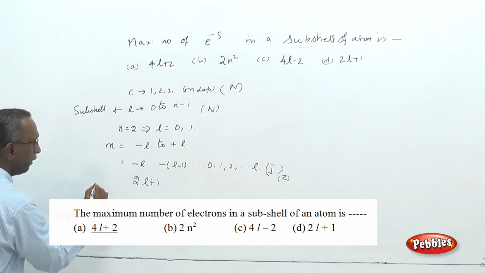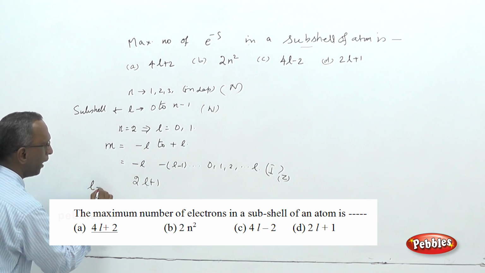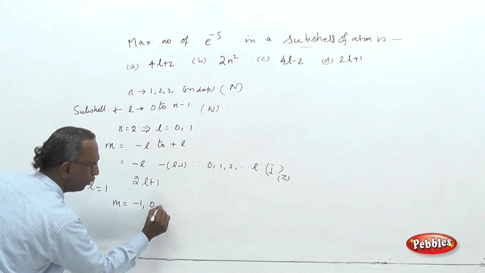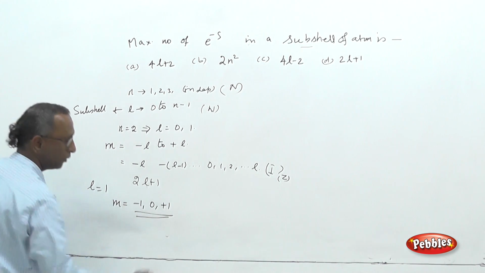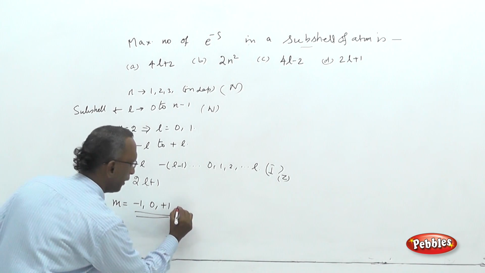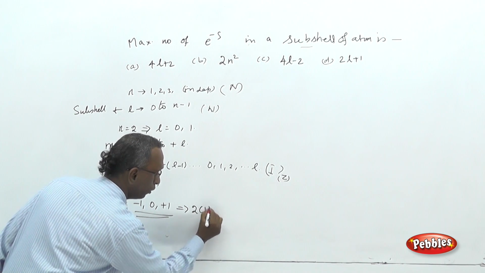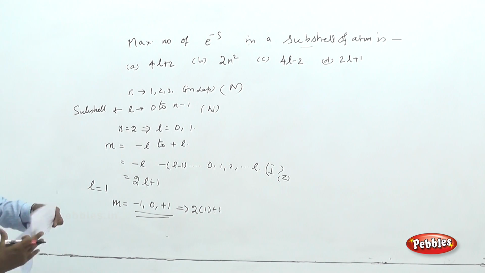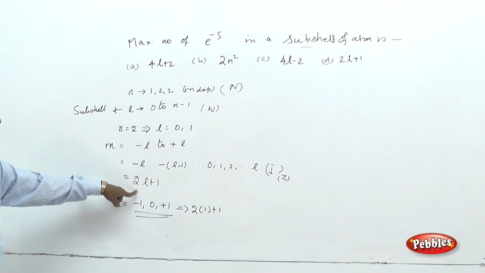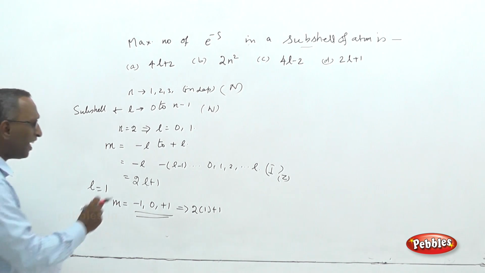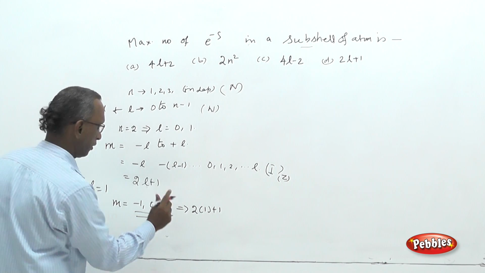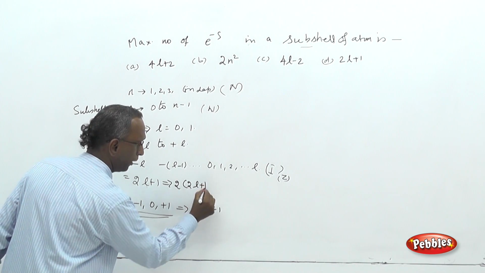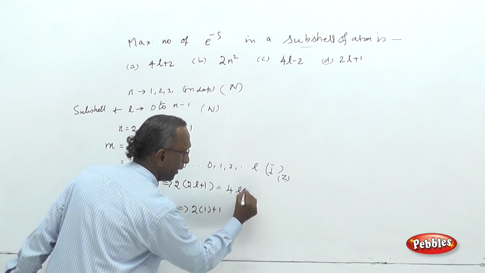So the total number of values will be 2l plus 1. Let us give an example. If you put l equal to 1, m equals minus 1, 0, plus 1. There are 3 values. So it is nothing but 2 into 1 plus 1, that is 2l plus 1. There are 3 orbitals for the p subshell, as we have studied. In each orbital there are 2 electrons. So if you multiply 2 into 2l plus 1, it gives 4l plus 2.